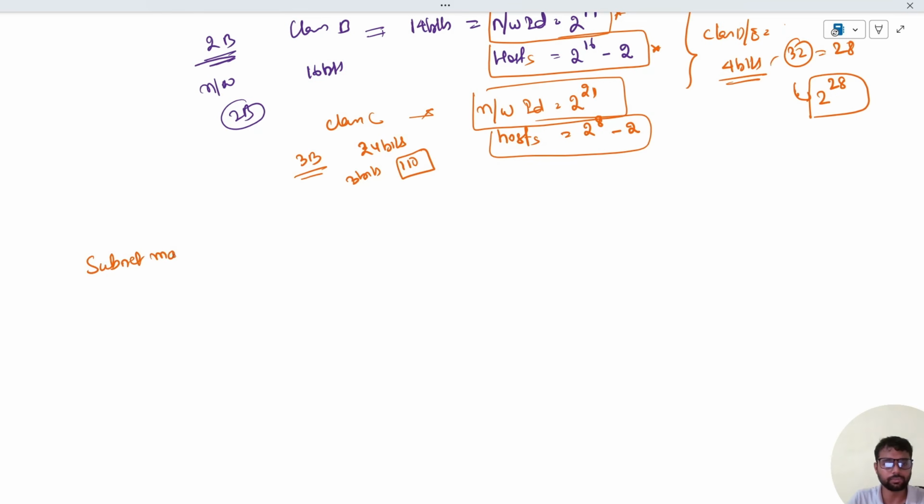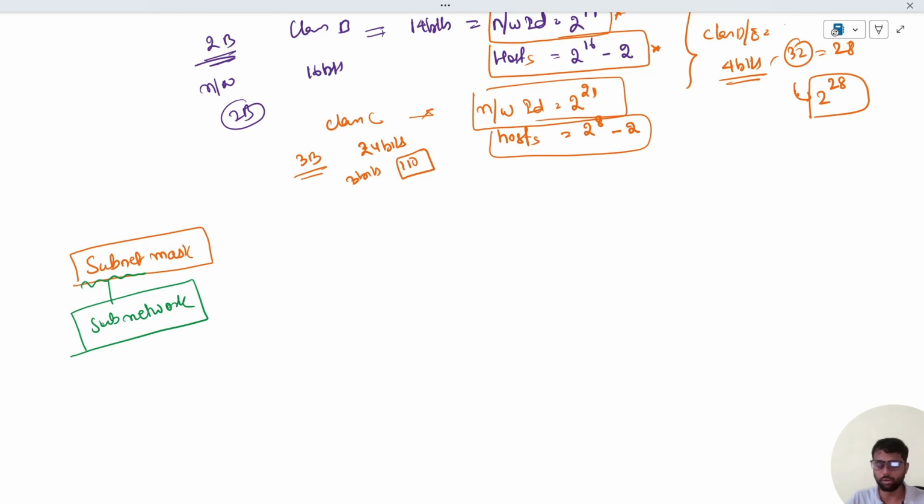Subnet mask. Okay. So before we understand what is subnet mask, let us understand what is subnet. Subnet is what we call the subnetwork, a network within a network. The details of it we will go into later on. So what is a subnetwork? We have understood.